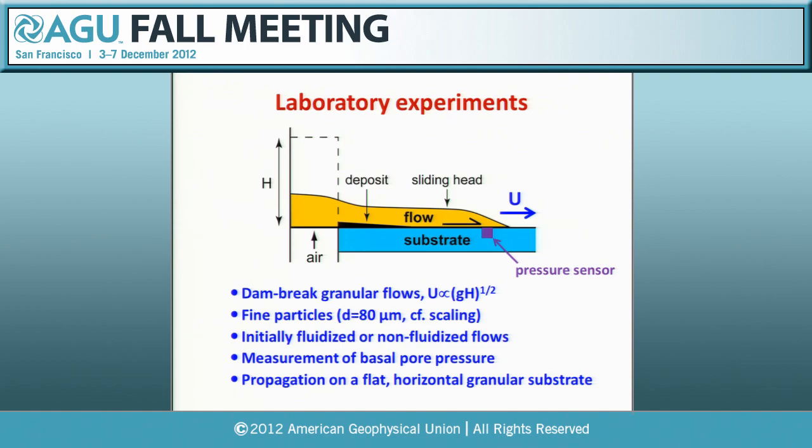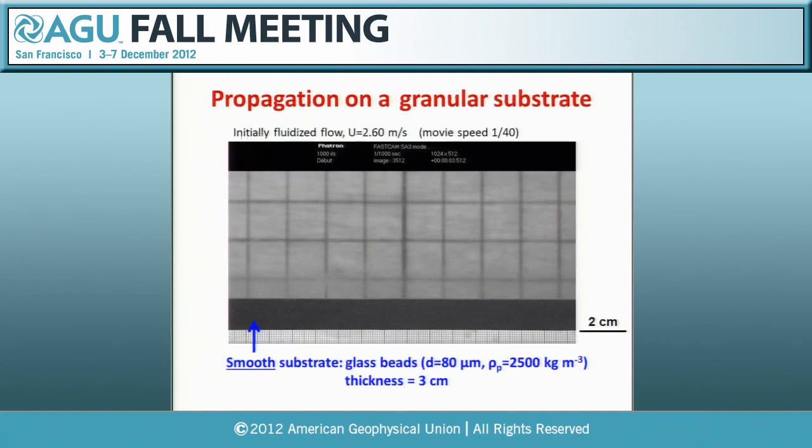In both cases, the flow structure consists of a sliding head and of an aggrading basal deposit behind. We measured the pore fluid pressure at the base of the sliding head, and we investigated the propagation of these flows on a flat and horizontal substrate, represented in blue here. So this is a video showing the emplacement of an initially fluidized flow on a smooth substrate of glass beads of 80 microns. These beads are the same as the beads forming the flow. Note that the movie speed is 40 times less than the actual speed.